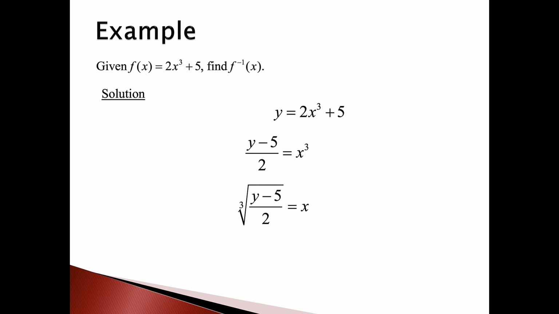So if I want to undo it, I've got to solve back for x. And if you think about this, it makes sense, right? We've cubed, we've multiplied by 2, we've added 5. So the opposite set of operations would be subtracting by 5, dividing by 2, and then cube rooting.